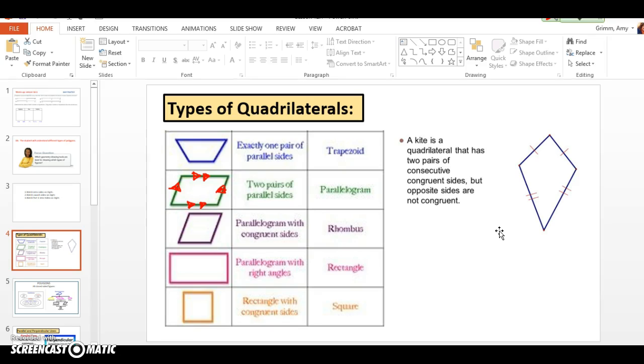And then there's the kite. The kite is a quadrilateral that has two pairs of consecutive congruent sides. And consecutive means back to back, right next to each other. So this side and this side would be consecutive. And notice they put these marks right here.